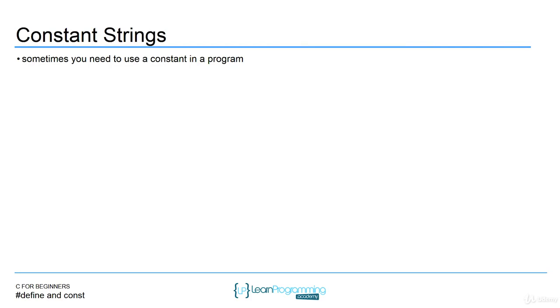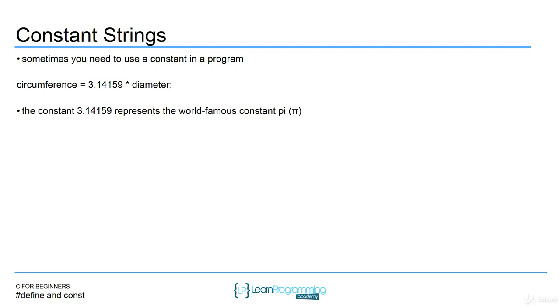So a constant string is sometimes necessary in your program where you do not want the values of your variables to ever change. So for example, if we were creating a circumference calculation, we would do 3.14159 times diameter. 3.14159 is a constant. It never changes. It represents pi. So it would be really nice if instead of using that magic number, we could use a variable and make sure that that variable never changes.